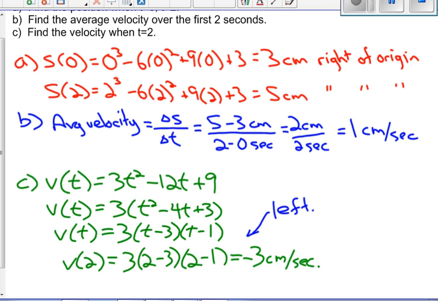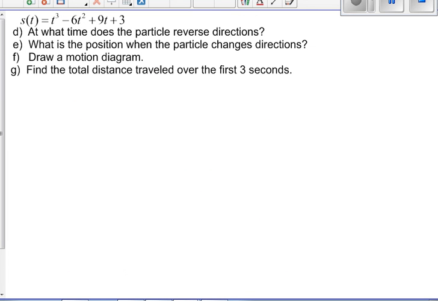Okay, so there are interesting things about the life of this particle that we can investigate. What time does the particle reverse directions? So in order for it to reverse directions, we need to decode this to mean velocity is 0.